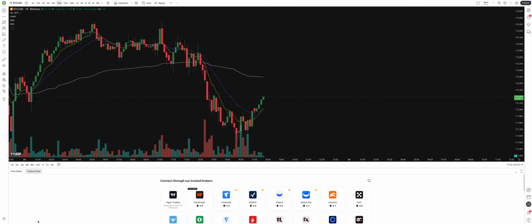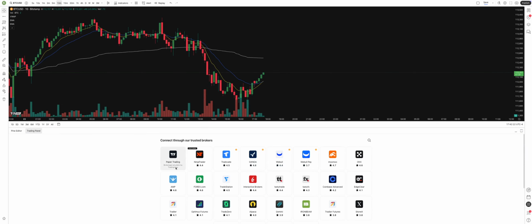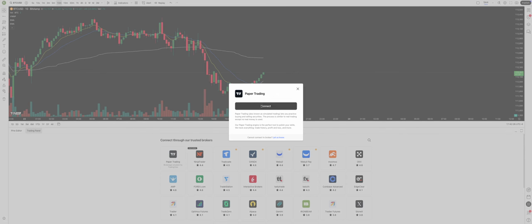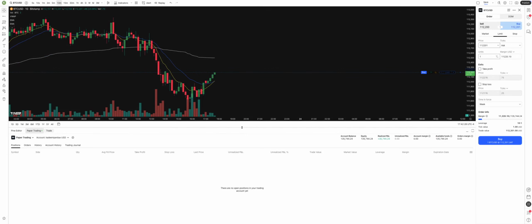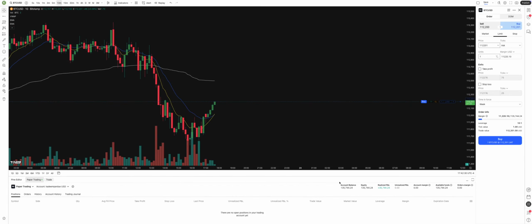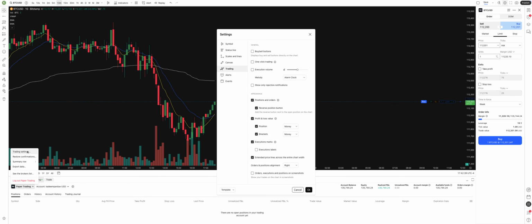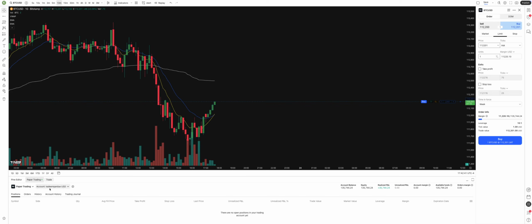So click trading panel. This will pop up where you can connect to your brokers, and you're just going to want to click paper trading here. And you're going to want to click connect. So now we've connected a paper trading account, and from here you're going to want to go to paper trading here in the bottom left, and you're going to click trading settings.